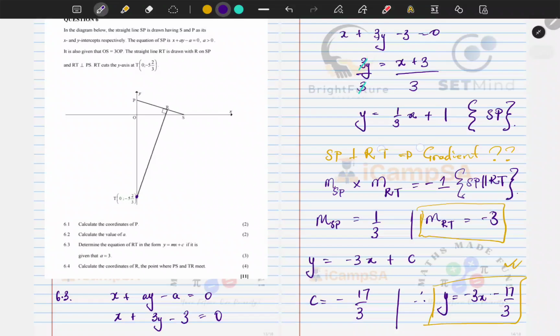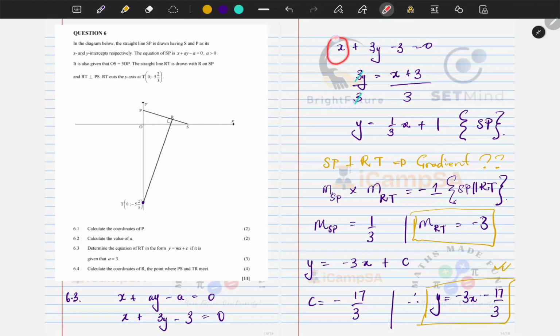So here, when we transpose x, as you can see here, it's positive. When I transpose x and it comes to this side, it was supposed to be negative. So this should have been negative 1 over 3x plus 1, because when we transpose this, it becomes positive. So here it was supposed to be negative, and then this was supposed to be positive.